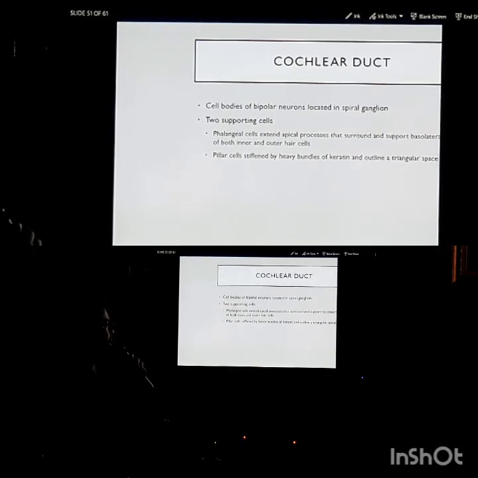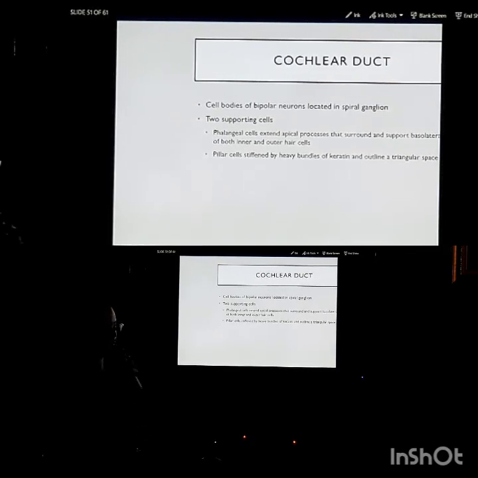The cell bodies of these bipolar neurons are located in the spiral ganglion. Okay, so in the exam, when we ask where are the cell bodies of the neurons of the vestibulocochlear nerve found, in the spiral ganglion.